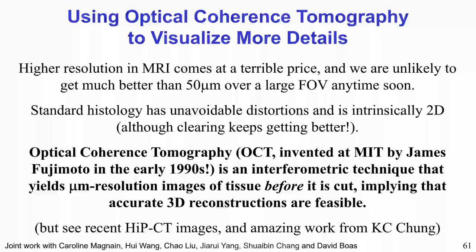You might think, okay, in histology, you cut then image. In OCT, you're imaging then cutting. Is that such a big deal? And to me, the answer is yes, it's a giant deal. And the reason it's a giant deal is that we're imaging before we introduce these distortions due to cutting and tearing of the tissue that are so difficult to recover from. And so with OCT, we can just stack the slices up because they're in register when we acquire them.